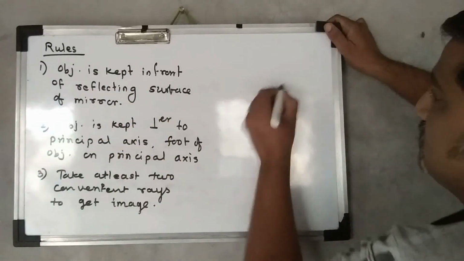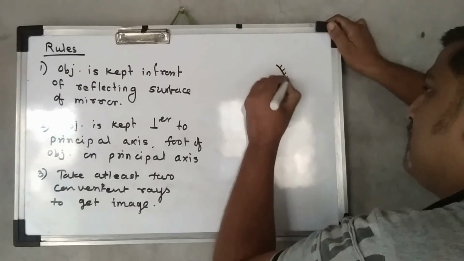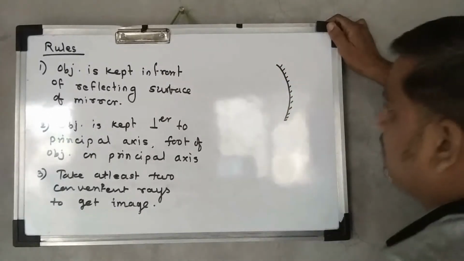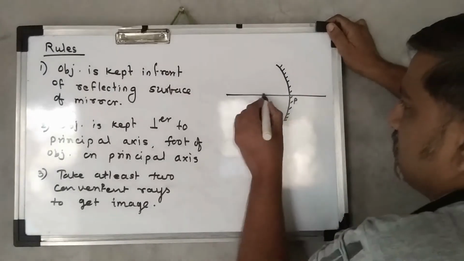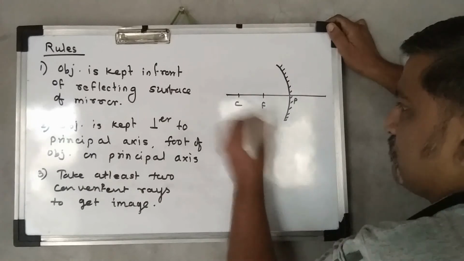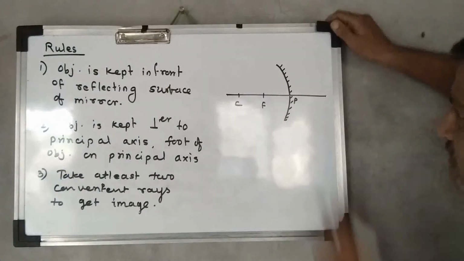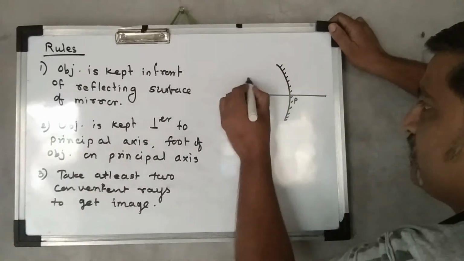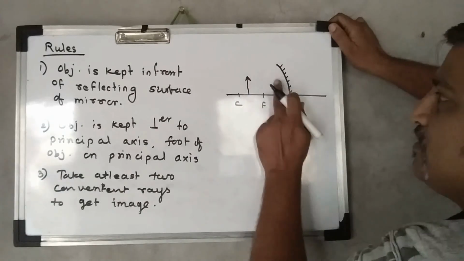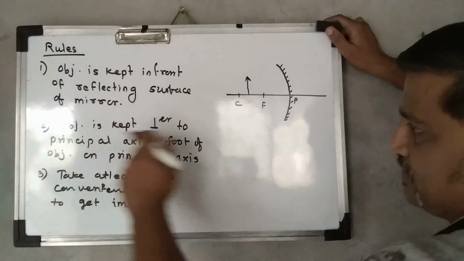First, I draw the mirror, then the principal axis. This is the pole, this is the focus, this is the center of curvature. First is the object is kept in front of the reflecting surface. This is the non-reflecting surface, this is the reflecting surface. So the object is placed in front of the reflecting surface.